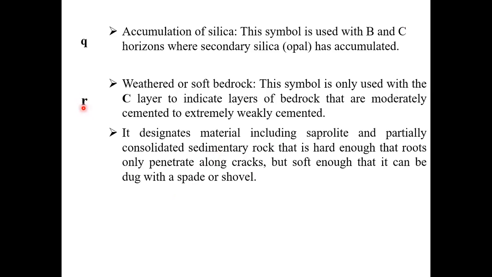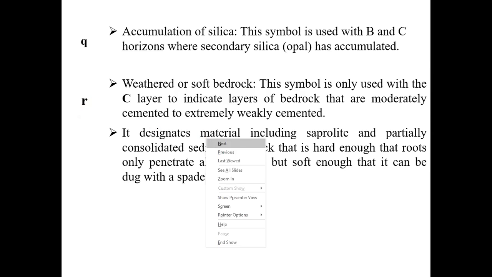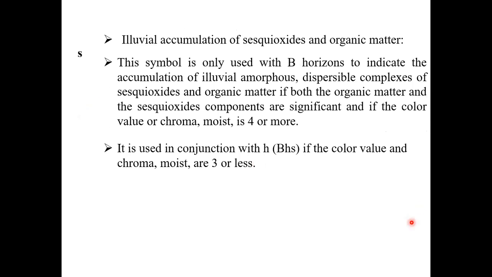So what is the condition of this R, students? It is so hard that roots can go only along the cracks, but it can easily be removed with a shovel. Shovel means the implement, the tool, which we call a spade or shovel. You know the meaning of shovel and spade. So with the help of a spade or shovel, we can remove this material. That material is called R. This is regarding R, students. Coming to the next, alluvial accumulation of silica oxides.